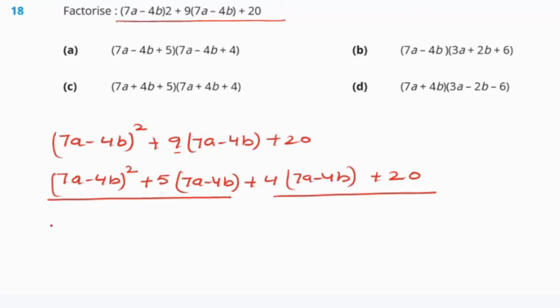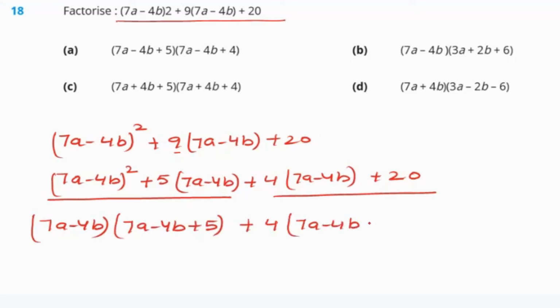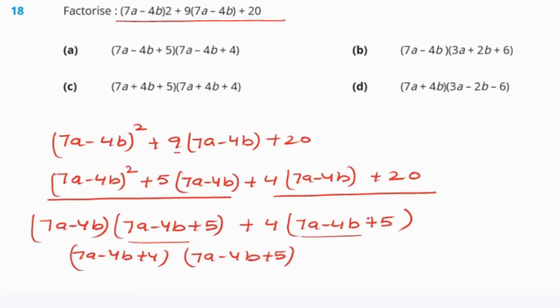Now I will make the pair. From this pair I can take (7a minus 4b) as common. When I take this as common, what will be left? 7a minus 4b from here and 5 from here. And from here I can take 4 as common. When I take 4 as common, 7a minus 4b from here and 5 from here will be left. Now I can see these two brackets are exactly the same. So what is left? (7a minus 4b plus 4) and in the next bracket, (7a minus 4b plus 5). Okay, which is the same as option number A. So that's why option number A will be our correct answer. Got it?